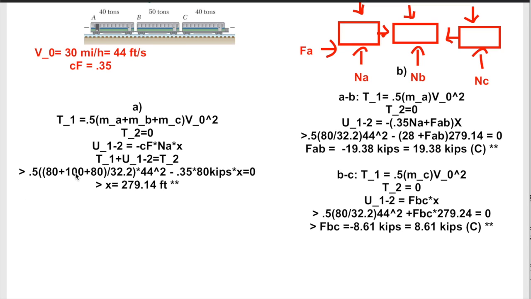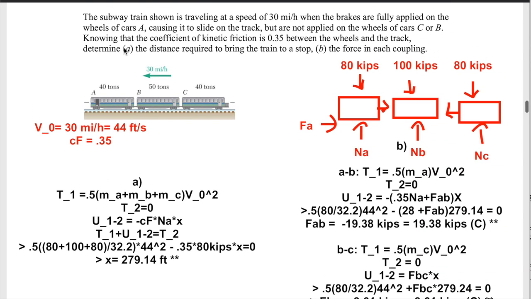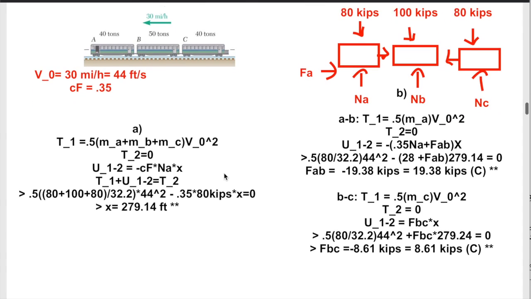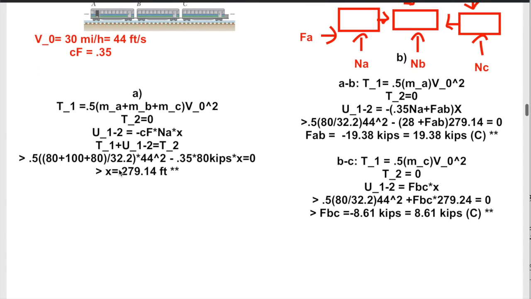and then we plug in all our values. We convert these tons to kips. So like 40 tons is 80 kips, 50 tons is 100 kips, 40 tons is also 80 kips for that third cart. So we throw that in, divided by the force of gravity, which is 32.2, into our kinetic equation, and then we're subtracting the work being done by friction. Equals 0, and you find the distance needed is 279.14 feet.